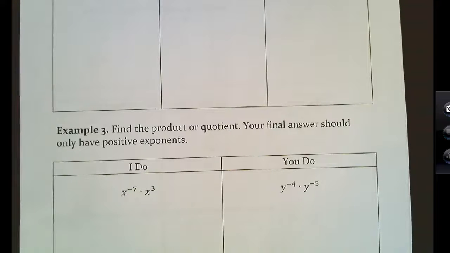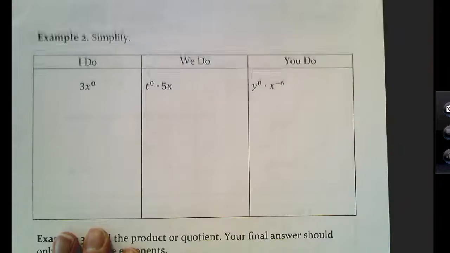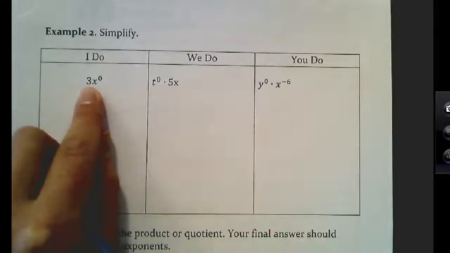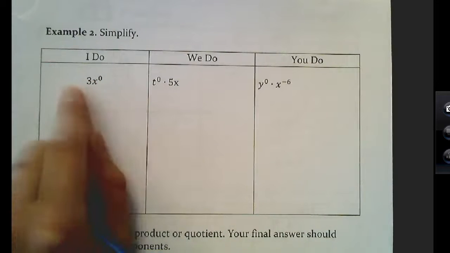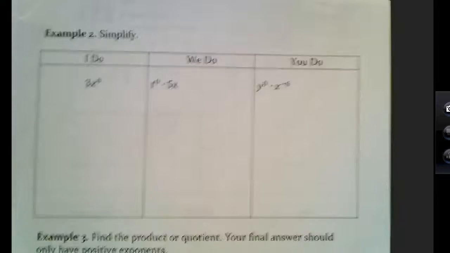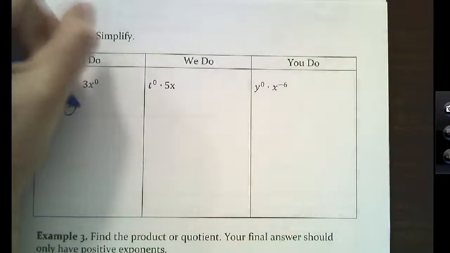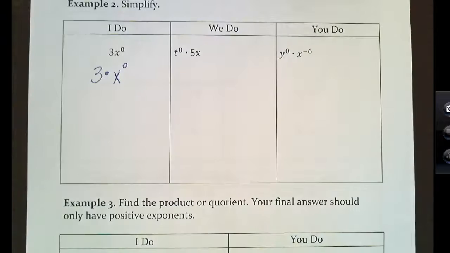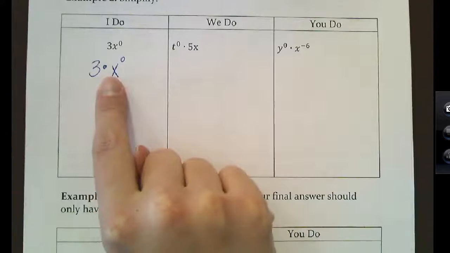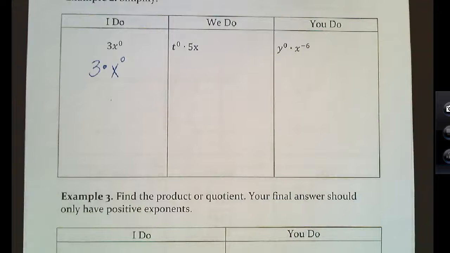I find it helpful in example 2. Between the 3 and the x, what is there? We don't see it, but we know it's there. Go ahead. Multiplication, right? That technically says 3 times x to the 0 power. So I want you to go ahead and rewrite this as 3 times x to the 0 power. I like to write that multiplication in there.